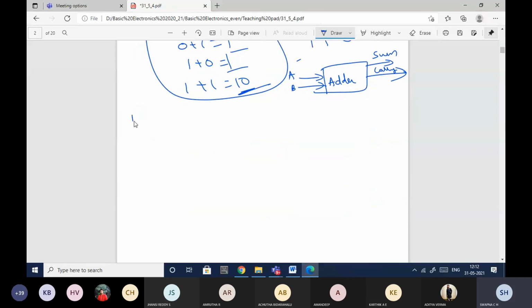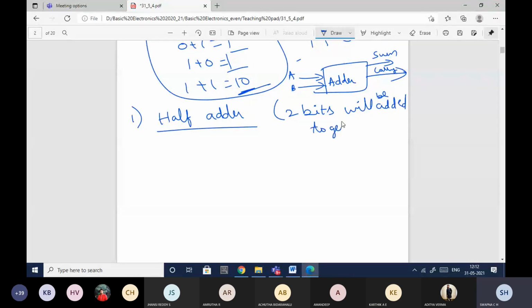The first one is the half adder. As I've already mentioned, in a half adder, 2 bits will be added together. Only 2 bits are being added here, and that is said to be the half adder. Okay, so the block diagram representation is, I'll have a half adder circuit, HA.